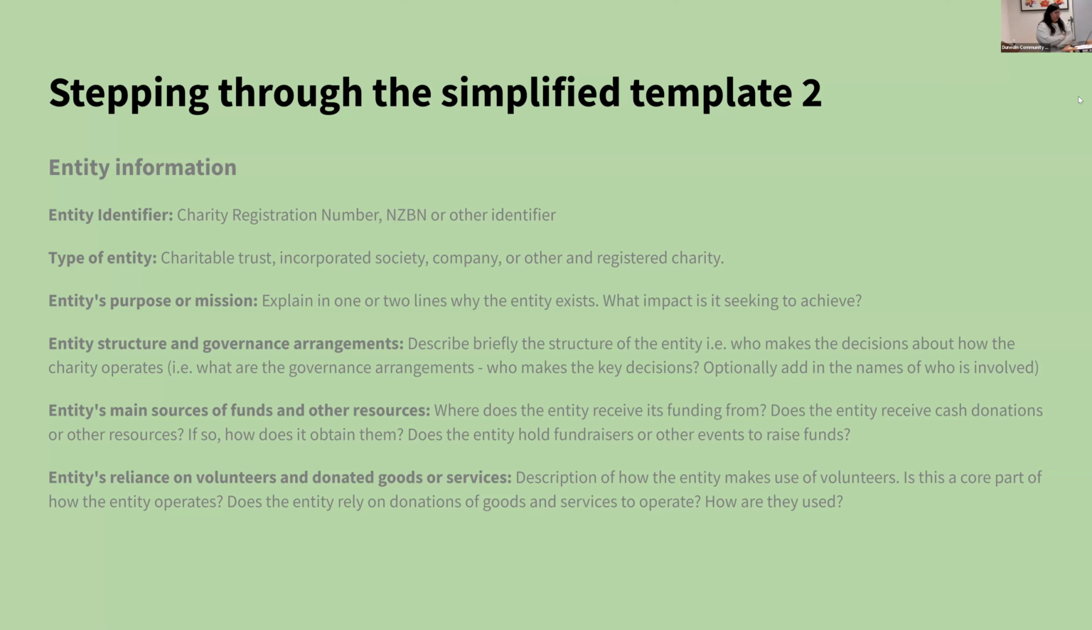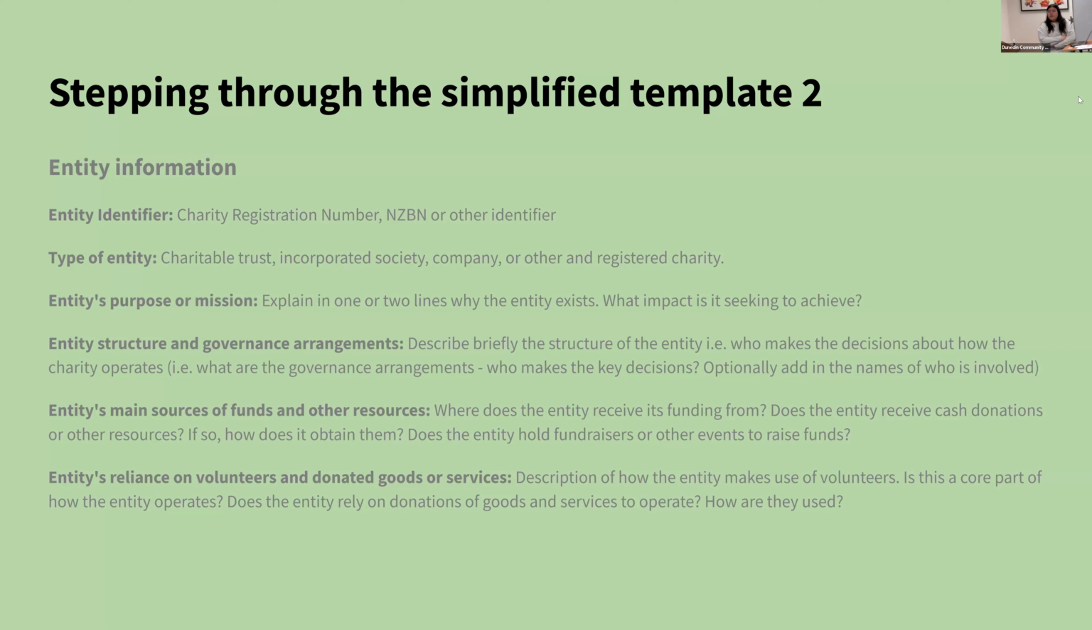And then you have your entity's main sources of funds and other resources, which declares where most of the funding comes from for your organization, if you receive any donations, and how they are obtained. And then you have the entity's reliance on volunteers and donated goods, which describes how the entity makes use of volunteers, if this is a core part of how it operates, and whether you rely on donated goods and services.